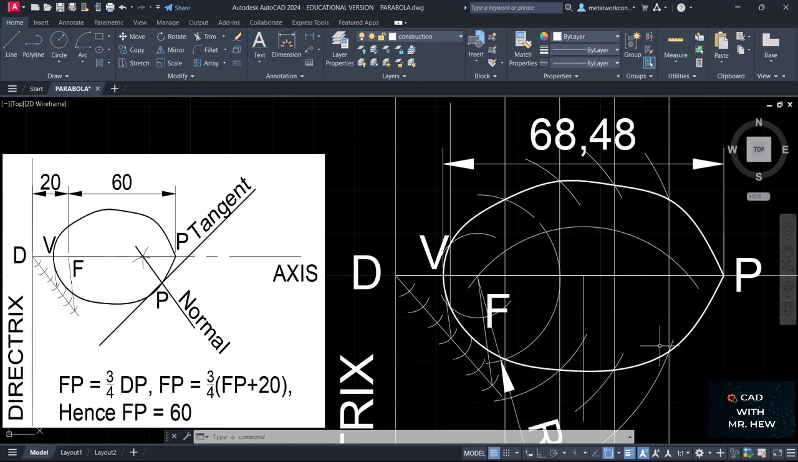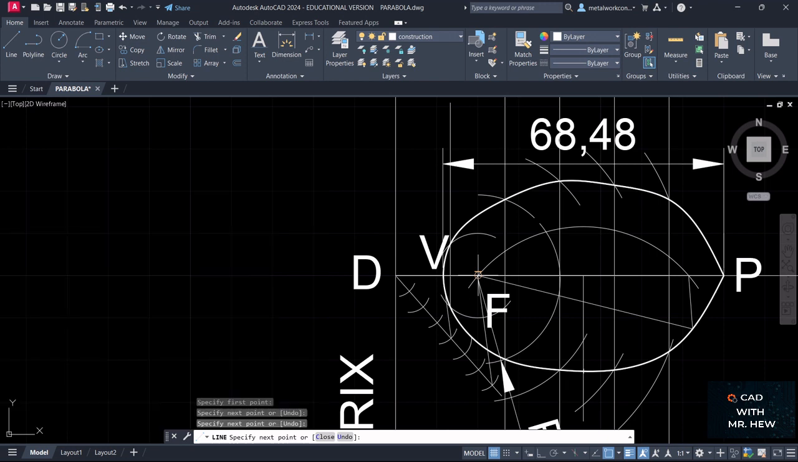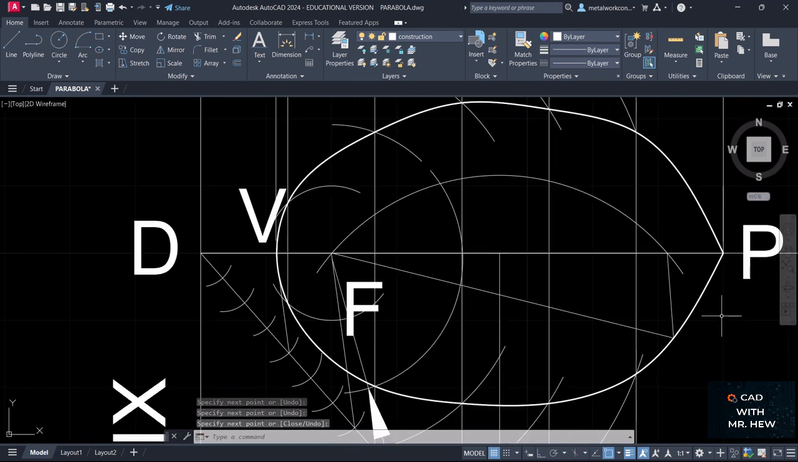All right, so we're gonna choose this point over here, and we're gonna construct the tangent to this point here. So we're gonna go line from this intersection to there. We're gonna join it to the focus over there. Enter. All right, what we're gonna do, we're gonna bisect this angle, okay?